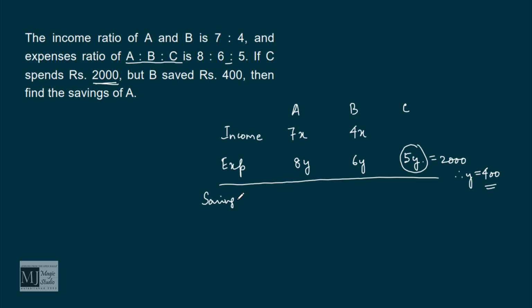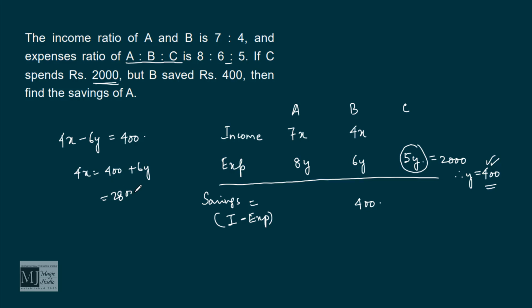Now, what do we mean by savings? Savings would be income minus expenditure, isn't it? So, B's savings is rupees 400. So, we can say 4x minus 6y is 400. 4x is 400 plus 6 into y. Now the value of y is 400. So 400 into 6 is 2400 plus 400 is 2800.